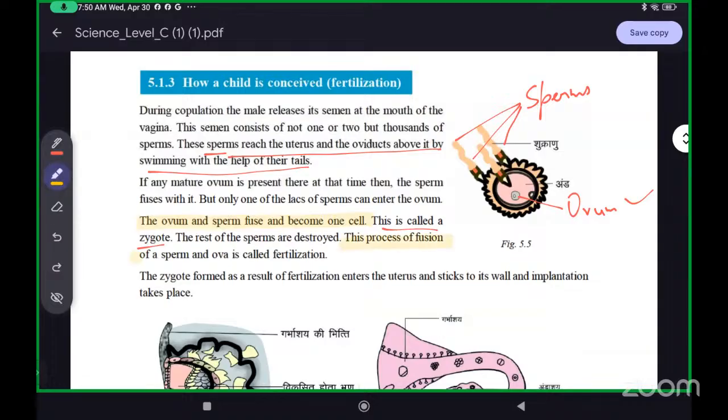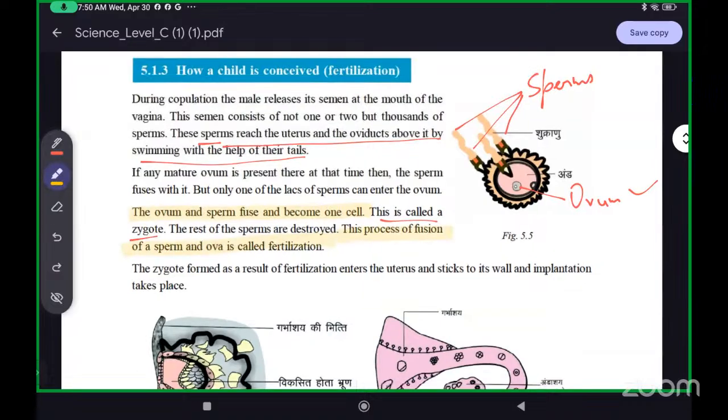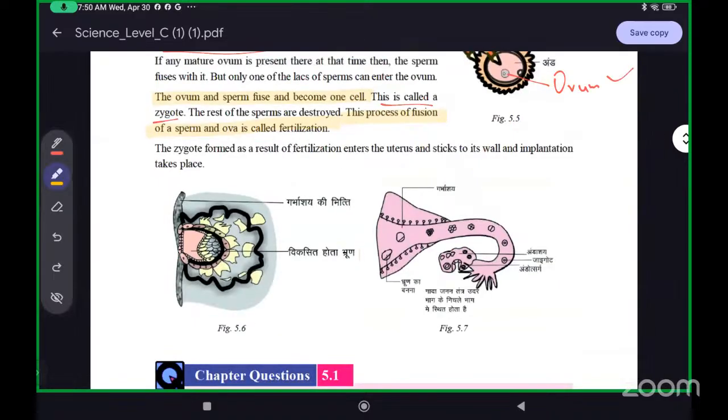Okay. Now, the zygote formed as a result of fertilization enters the uterus and sticks to its wall, and implantation takes place. Sticks to its wall and implantation means it implants itself on the wall of the uterus, where it further matures. Okay, understood now the fertilization process.